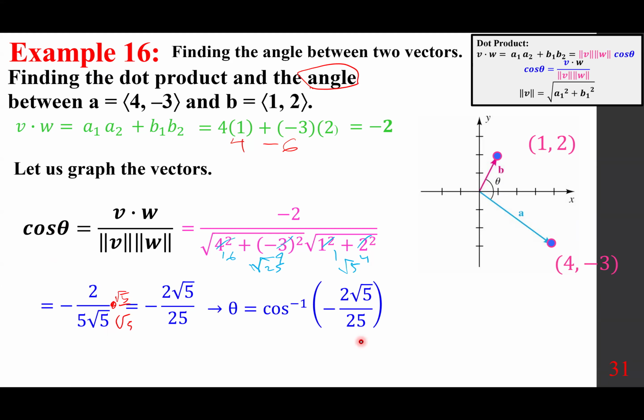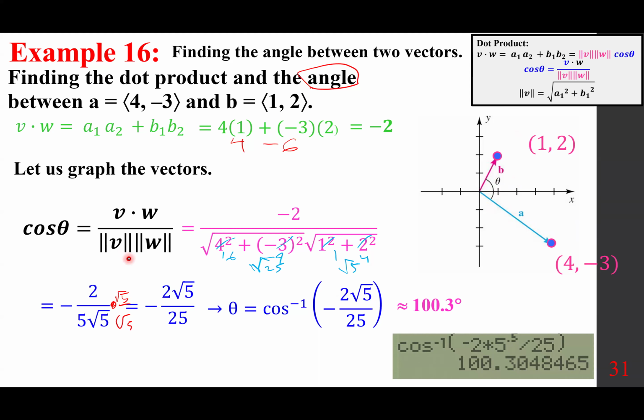A quick recap. We are given 2 vectors. To graph them, simply plot 2 pairs, this pair, and connect it from the origin to each one. That's one vector, that's the other. You want the angle in between. Cosine is v dot w over the magnitude of v times w, and you have to put it into a calculator because it's not a common angle.